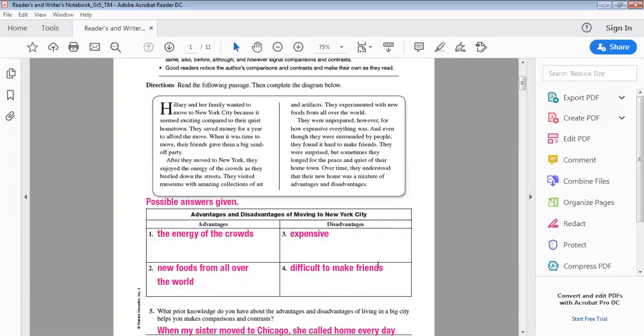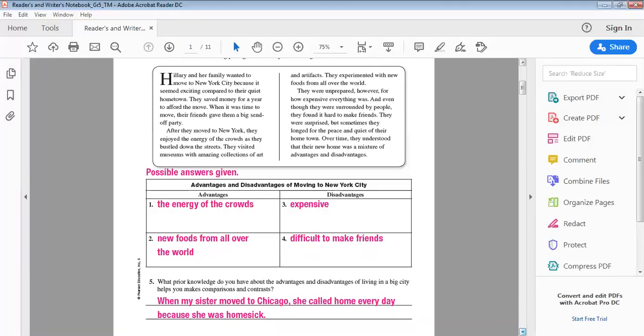Now, the disadvantage: it was difficult to make friends. They were not used to the people in New York. In their old city they were used to the people there, so they had lots of friends. Now, coming to New York, it will take a long time for them to be able to make friends.